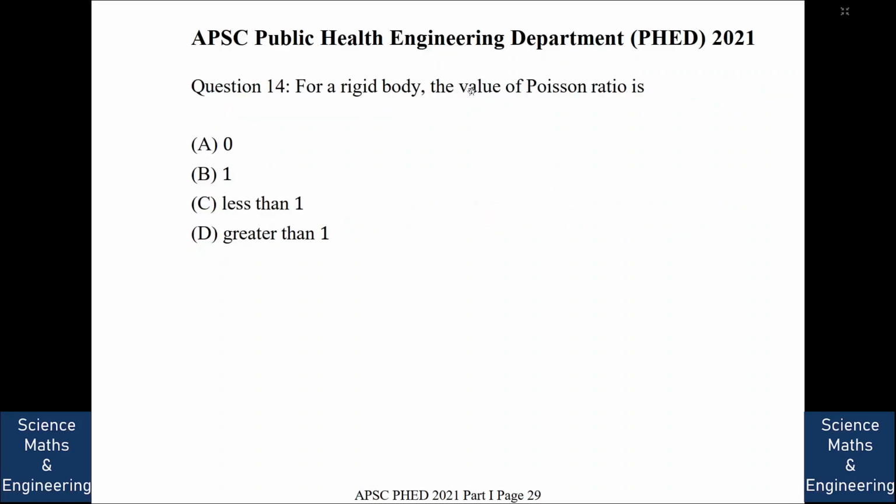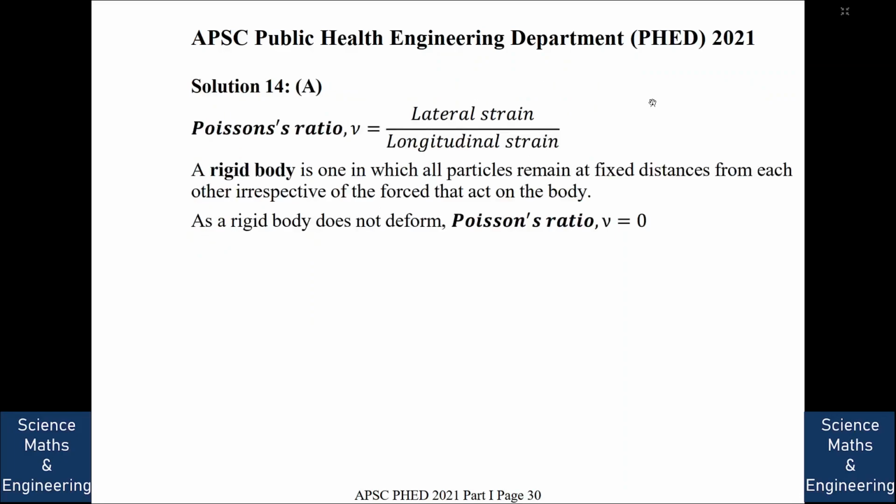For a rigid body, the value of Poisson ratio is, the answer is, for a rigid body, Poisson's ratio, as you know, is lateral strain by longitudinal strain. As it is rigid, it doesn't deform, so the Poisson ratio is 0. However, for all practical solids, it is between 0 and 1. So we'll go to the next question.